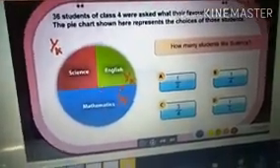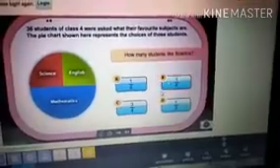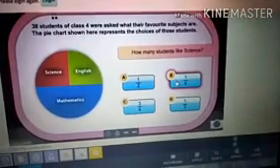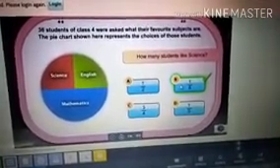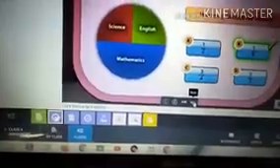Is it clear? So what's the portion of science now? One by 4. So our answer is correct.